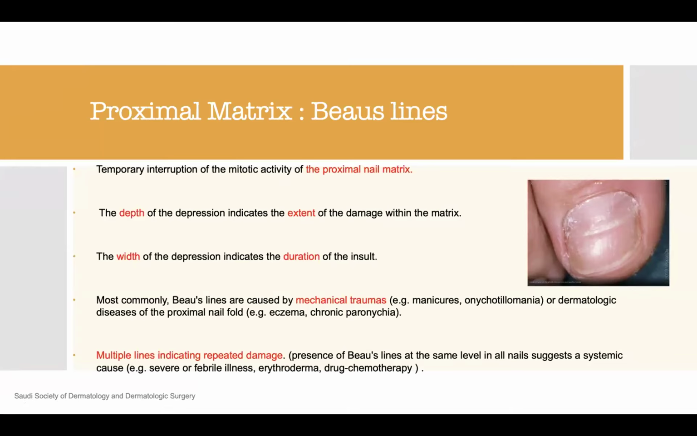Most commonly, what does it result from? From mechanical trauma such as manicure, pedicure, onychotillomania, sometimes related to dermatological disorders such as eczema. If there are multiple lines, indicating repeated damage, it can suggest a systemic cause such as febrile illness, erythroderma, or chemotherapy.